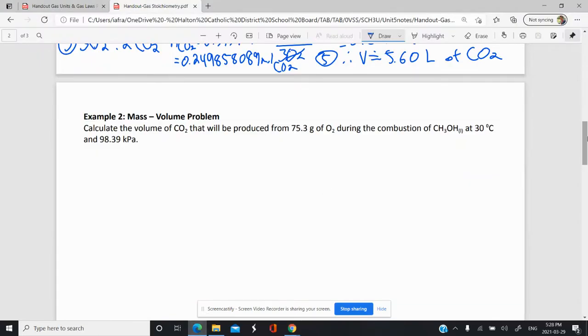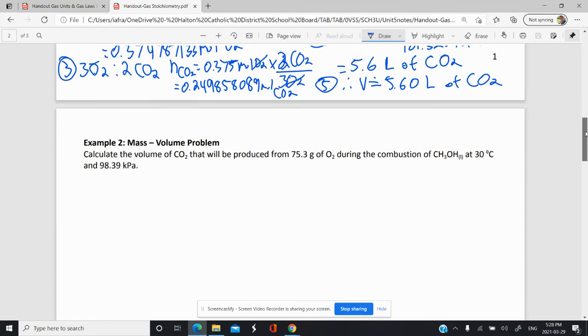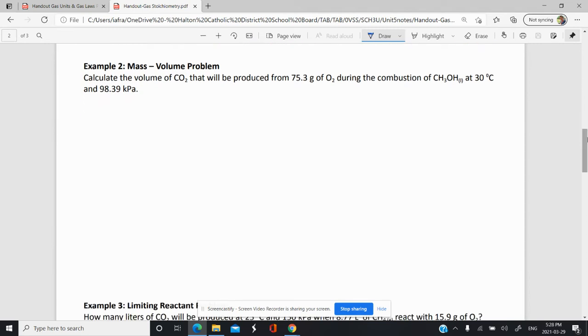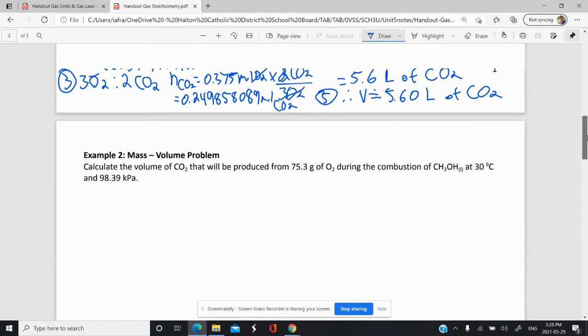In this video, we're going to continue with the lesson on stoichiometry using the ideal gas law, but this time we're going to do an example where you go from mass to volume rather than volume to volume. So this is example 2 in your handout. Calculate the volume of CO2 that will be produced from 75.3 grams of O2 during the combustion of CH3OH liquid at 30 degrees Celsius and 98.39 kPa for the pressure.